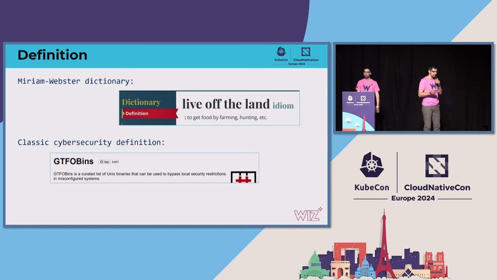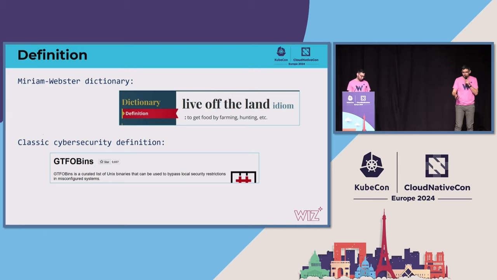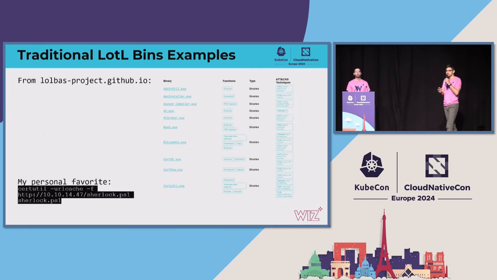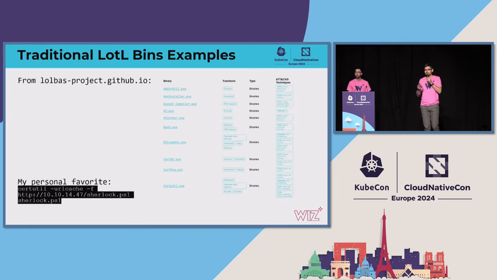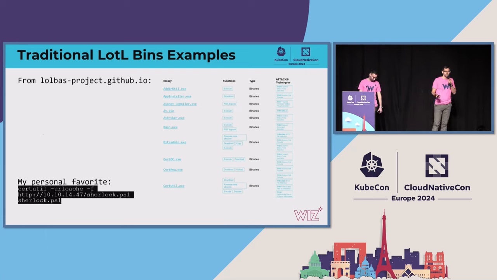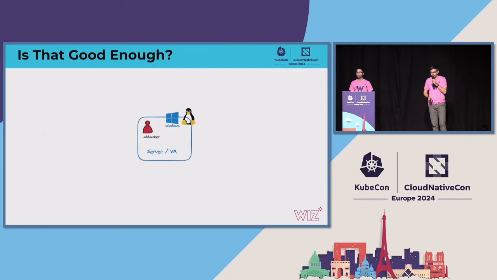So those two big projects, GTFOBins and LOLBAS, are pretty much a categorized list and collection of the binaries that can be exploited by attackers once they have initial access on the host. My favorite from the OSCP days, for those in the know, was certutil, which I used to download enumeration scripts to my Windows host in the absence of curl or wget, for example. That's a classic example. And that's fine.